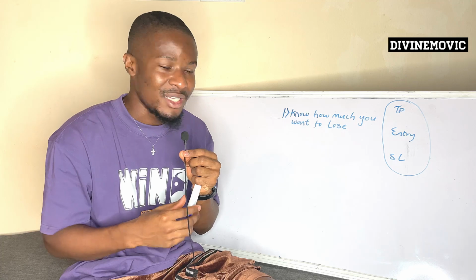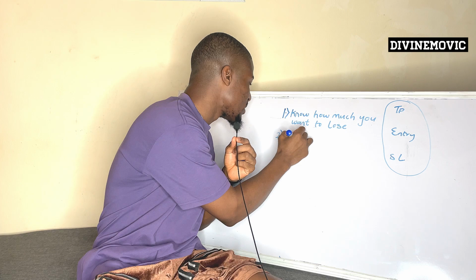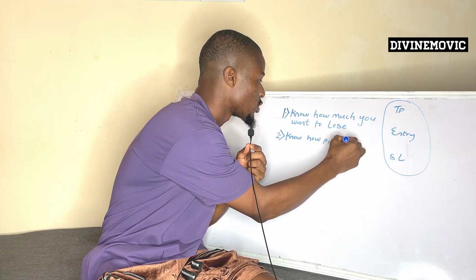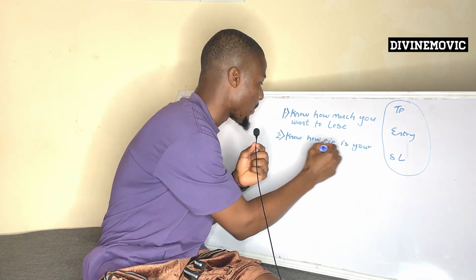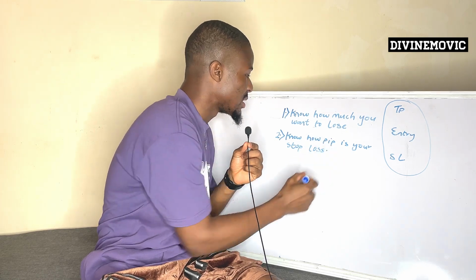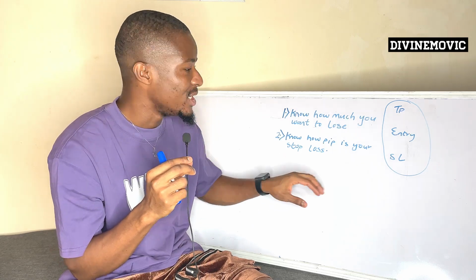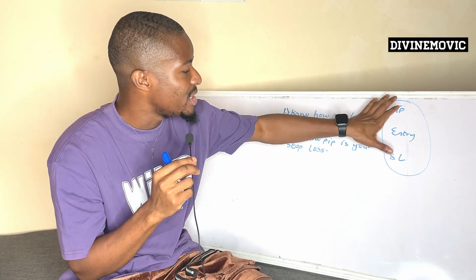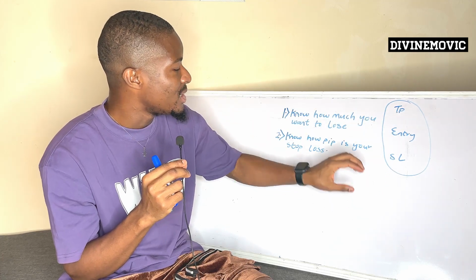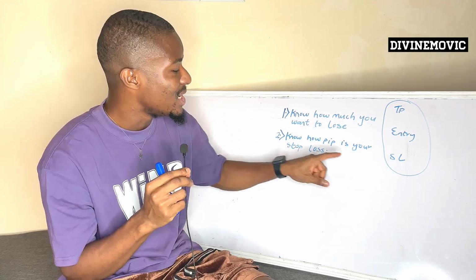Now, the number two thing you want to understand is that you must know how many pips is your stop loss. You must properly know how many pips is your what? Stop loss. In this case, I'll give you an example of a full setup that has a stop loss, an entry, and a take profit. That means since you know how much you want to lose on a particular setup, you must then know how many pips is your stop loss.